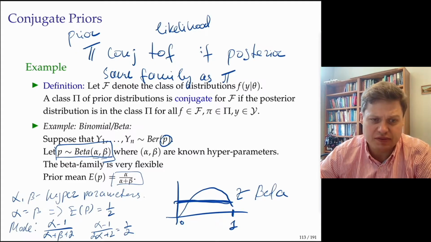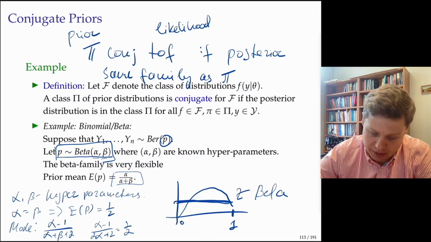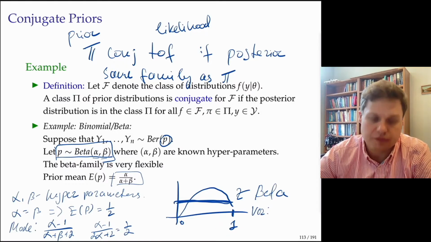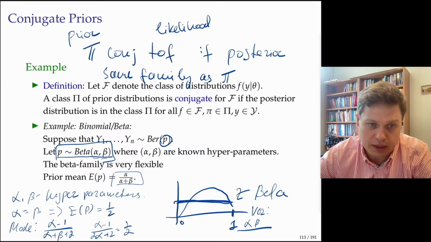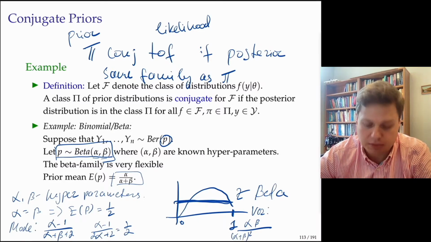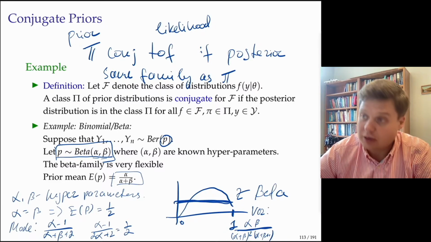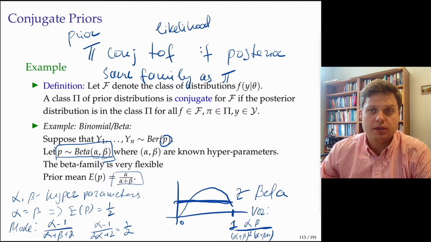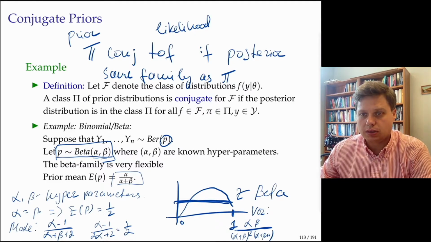And the variance has a little bit more complicated form. The variance of the beta distribution is alpha beta on the top, and on the bottom you have alpha plus beta squared multiplied by alpha plus beta plus 1. Now, actually, let's look at the beta distribution so you get a little bit more intuition behind how it works. So let me switch the screen.